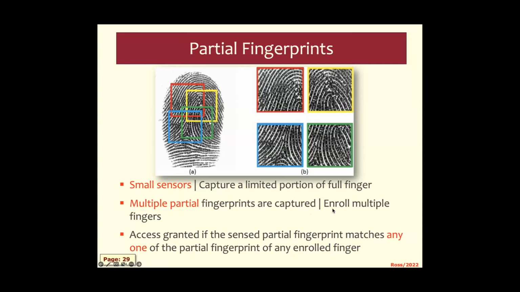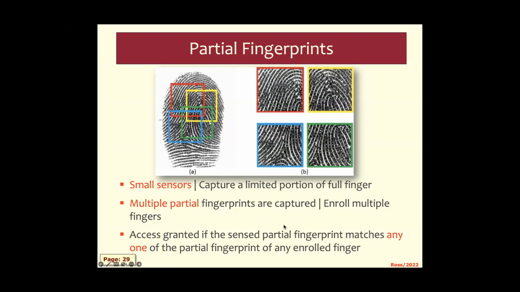In some cases, the system will allow you to enroll multiple fingers. So you can first place your right index finger, and then when it asks you to continue placing your finger, you can now switch to the left index finger. So not only do you have multiple partial fingerprints, you can potentially have multiple fingers themselves being enrolled as the same identity. Now, access is granted to the smartphone when, during the time of authentication, the partial fingerprint that you present to the system matches any one of the partial fingerprints that were offered during the enrollment time.